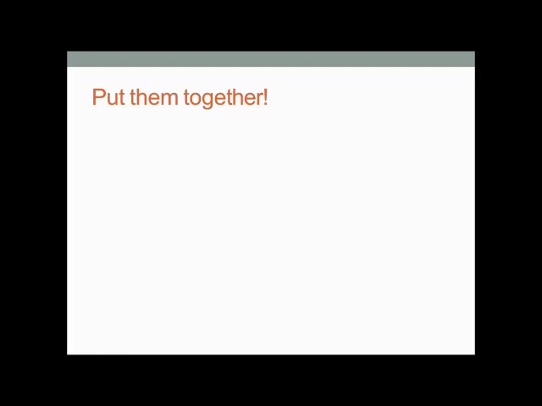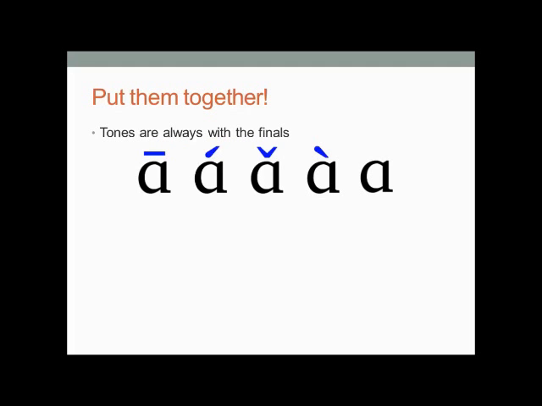As I mentioned before, pinyin means put all the sounds together. So how to put the sounds together? The first question you might ask is, then where should I put the tones? There are initials, there are finals, where should I put it? And in Chinese pinyin, tones are always with the finals. And their written forms basically show how the pitches go.